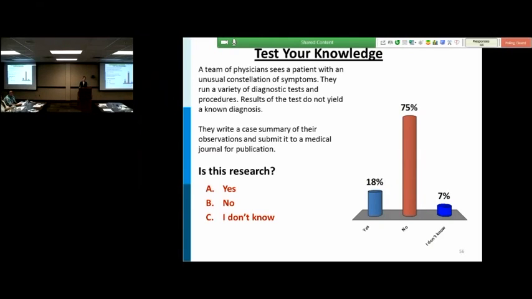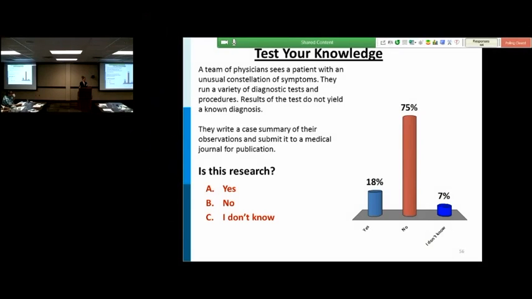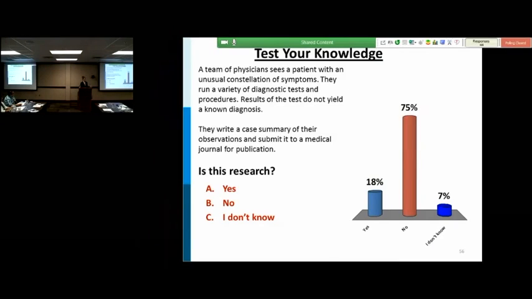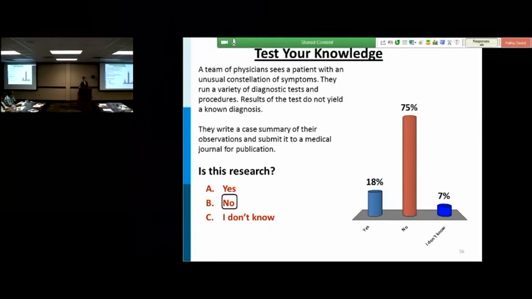Excellent. So this is not considered research according to the regulations, because we think back to the 2 major points that determine whether or not an activity is research. It's systematic investigation. This was not a systematic investigation. This was a patient who showed up with a really unusual set of symptoms. They didn't set out to find someone who had a particular disease. So it's certainly not a systematic investigation, and it's also unlikely that this is generalizable knowledge, because you have this one case study that you're investigating.